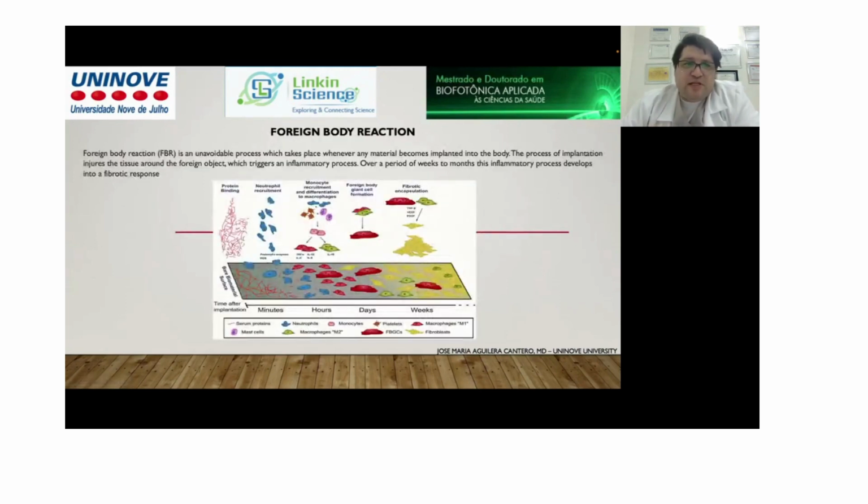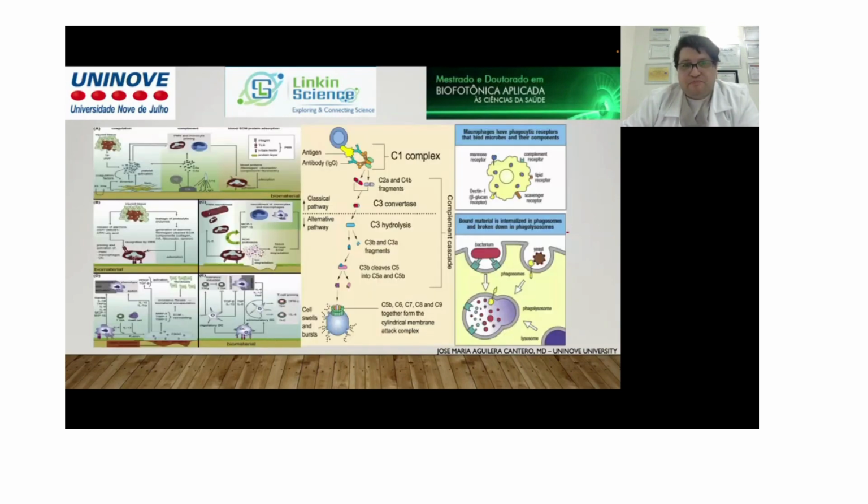The foreign body reaction is when you deliver some foreign substance inside the human body, and the phagocytical system is trying to engulf it in order to provoke a fibrosis reaction over this kind of substance. And we see that there are so many molecules and so many cells involved in order to try to mitigate the effect of that foreign body.